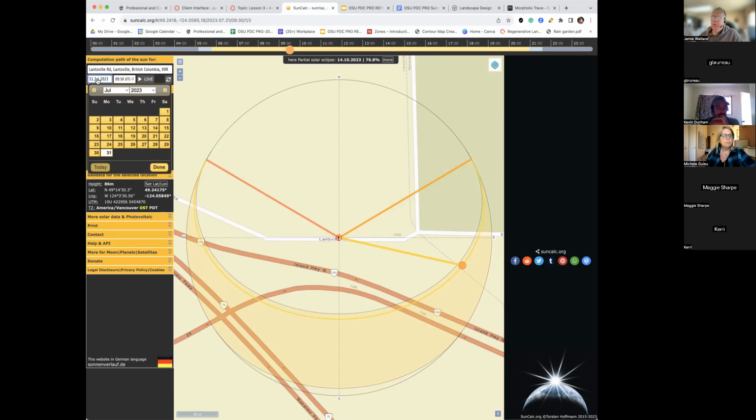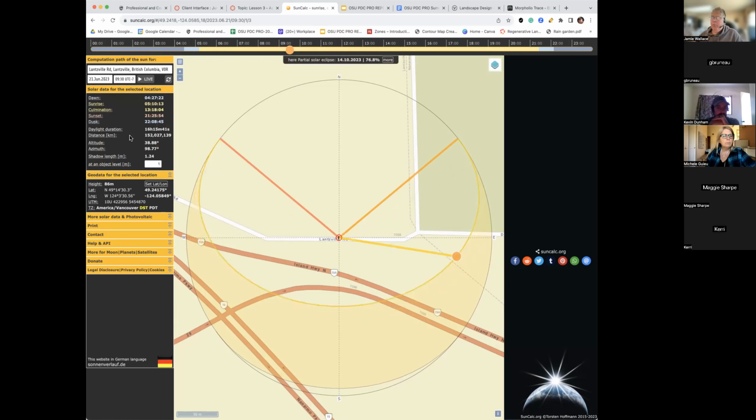So if you just click on the date, we can go back. I think it would be June 21st, close enough. And as you can see, our sun angle changed. So what I do with our software is I just take a screenshot of this and then I will import it. So I'll do that right now. How you take your screenshot will depend on your operating system.